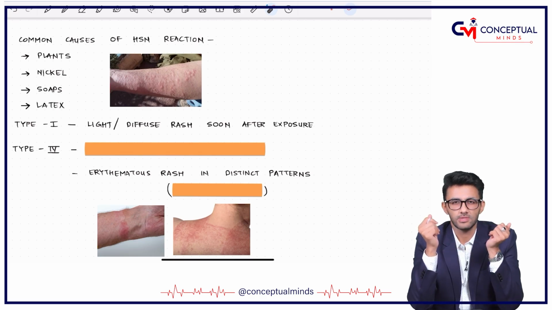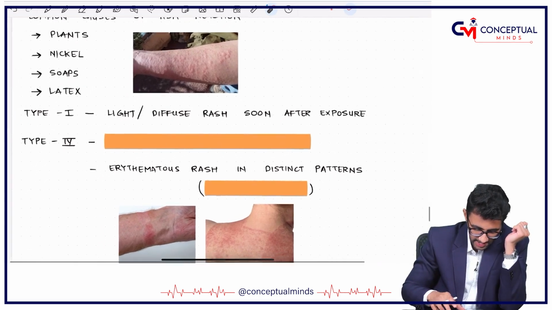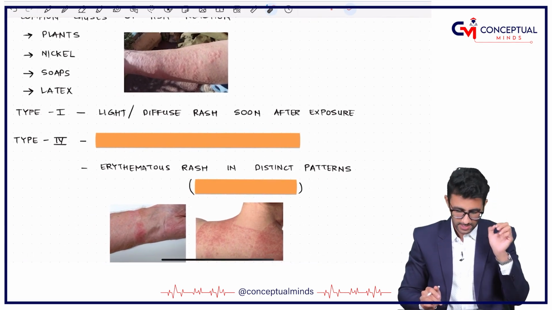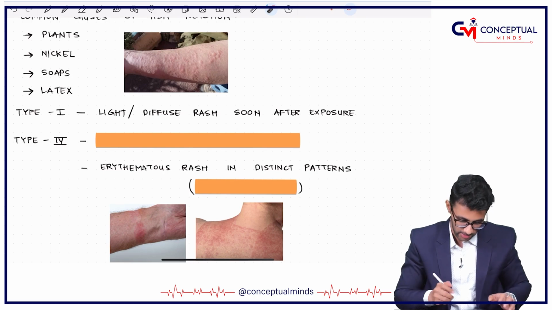We can have allergies when we eat something, for example peanuts or prawns, and we could end up having an allergy. So the type 1 hypersensitivity reaction, this point is important.